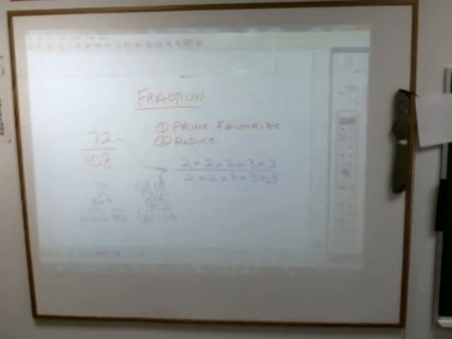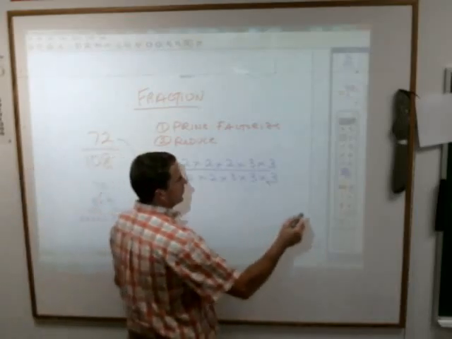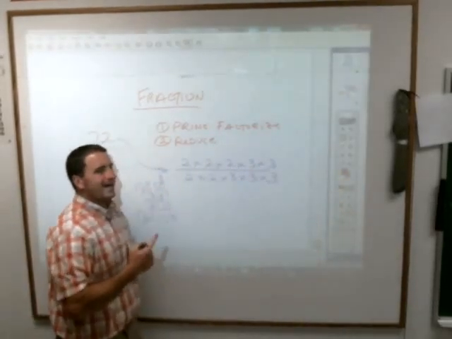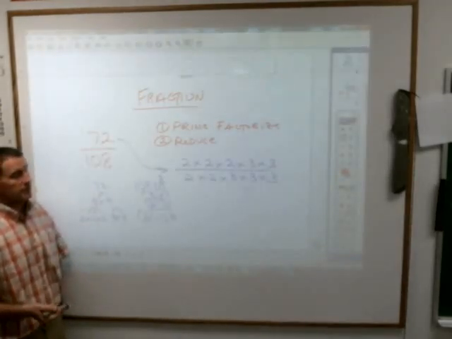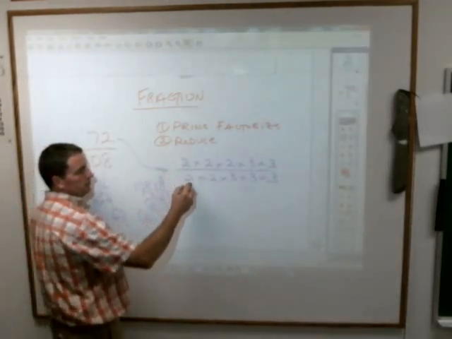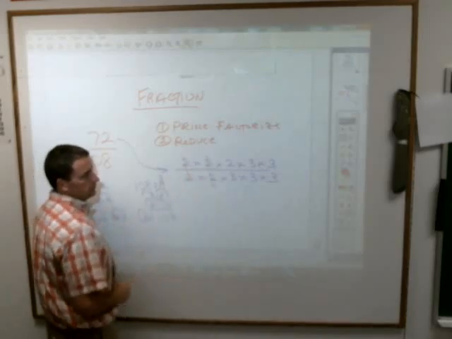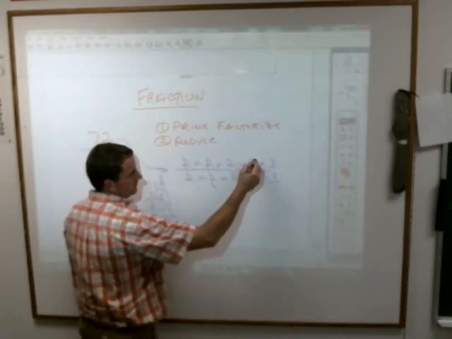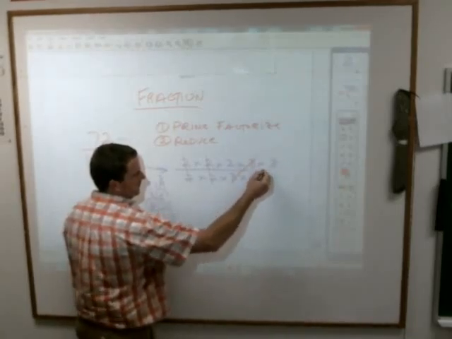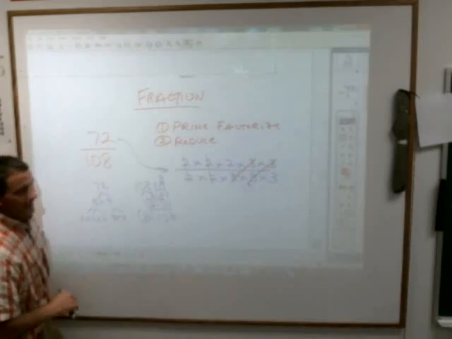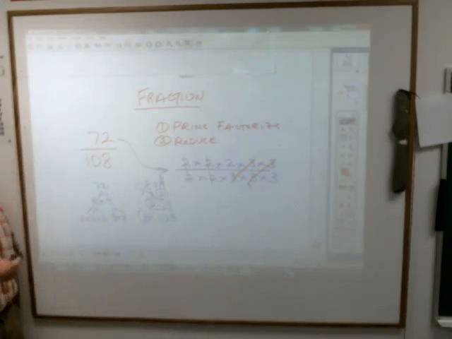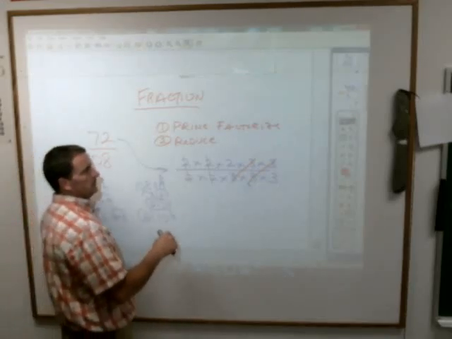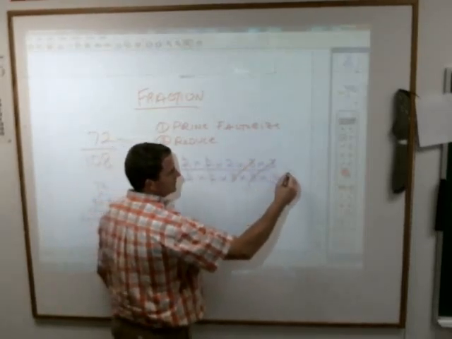How do I reduce this then? Do you remember? Did we do this last year? You cross off one for one, a top one with a bottom one, as long as they're the same. In other words, a 2 and a 2 cross off, a second 2 and a 2 cross off. No other 2s, so this one stays. This 3 can cross off with that 3 and with that 3. And then whatever's left gets remultiplied. There's only a 2 left on top, so it stays the 2.